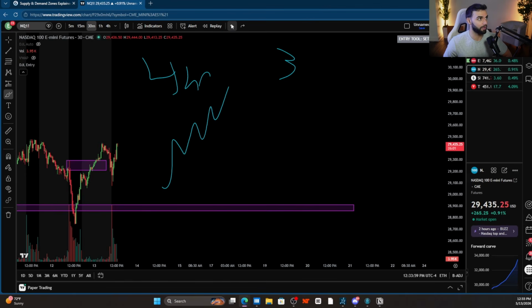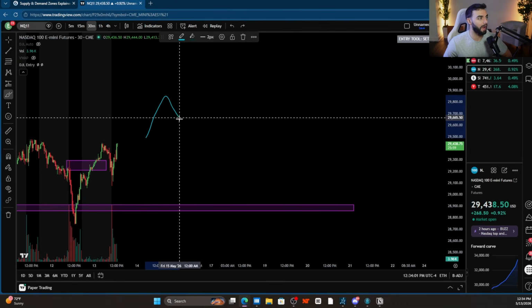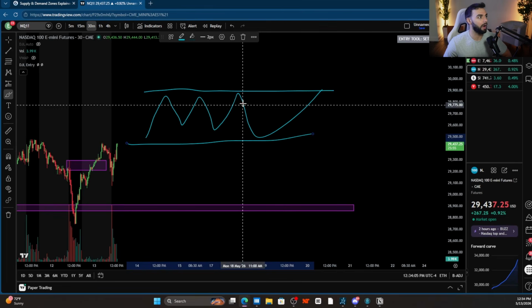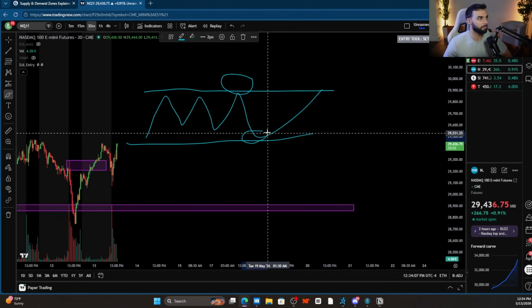So for example, I'll show you this, right? If the 4 hour is ranging, right? We have a range of the 4 hour, 3 equal highs, 3 equal lows. I'll look to short the top and long the bottom.